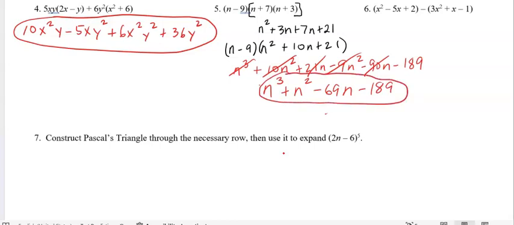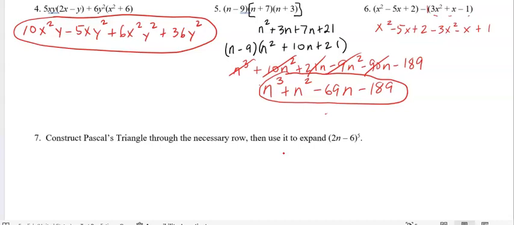Number 6 is subtraction, but you have to be careful with subtraction. I always recommend that you treat this as a negative 1 that's going to be distributed to each one of these terms in the second polynomial. So dropping the parentheses, I'm going to end up with x squared minus 5x plus 2, and then distributing negative 1 to each of these three, I'm going to have negative 3x squared minus x plus 1.